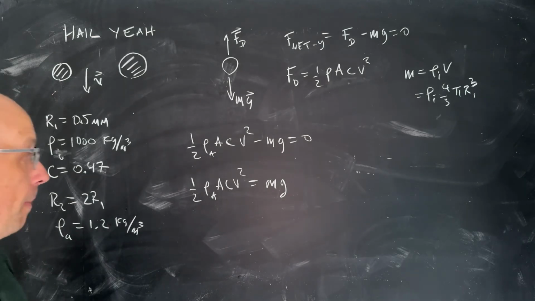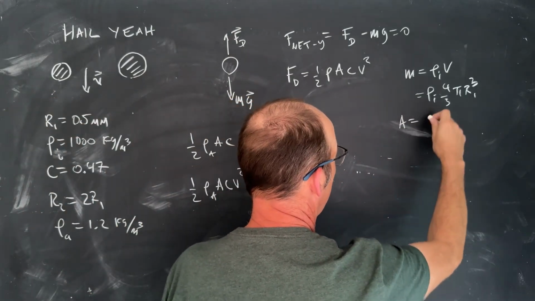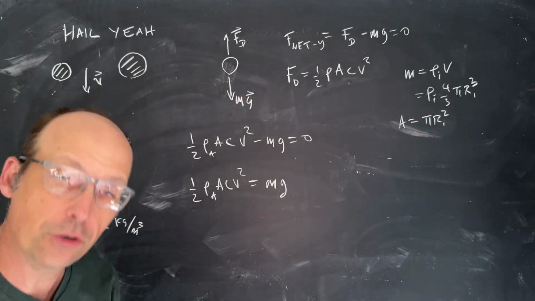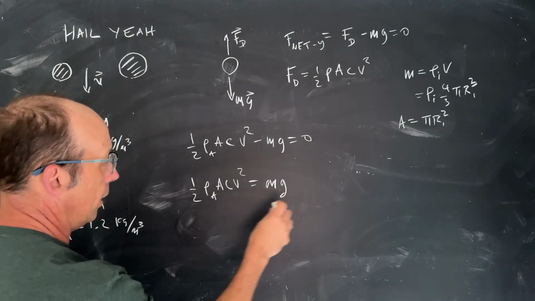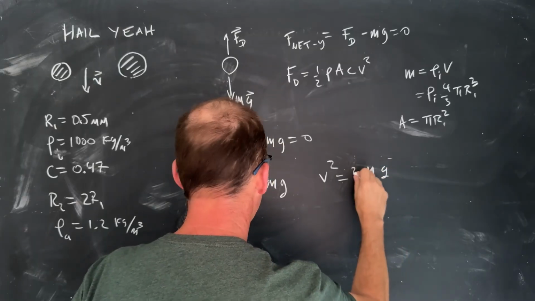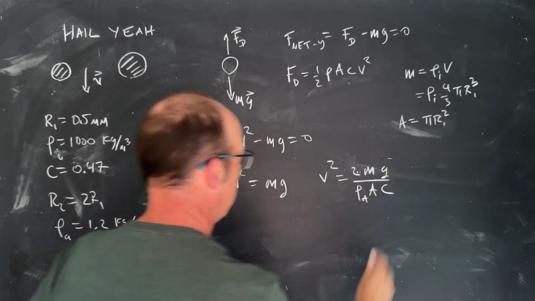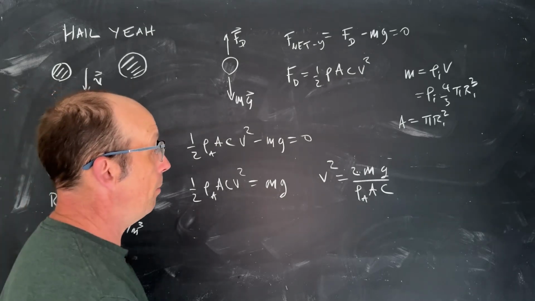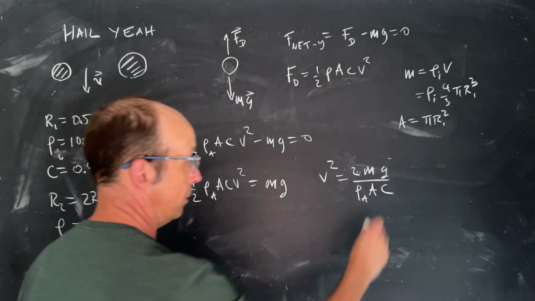So I can put that in over here. Now, but the area also depends on the radius. So the area is going to be equal to pi times r1 squared. And I'm using r1 because we're going to do r2 later. So if I put all of that in, let's just solve for v squared. So I get v squared is 2mg over rho A C. I got that right. Now I'm going to put in my expression for the mass, and I'm going to put in my expression for the area, and you'll see something magic happens.